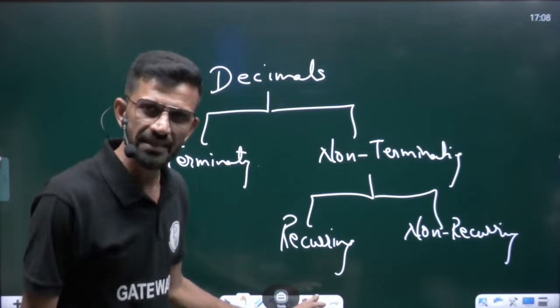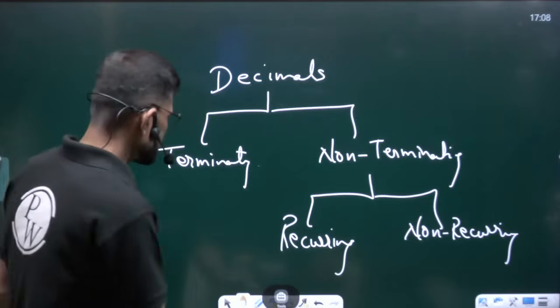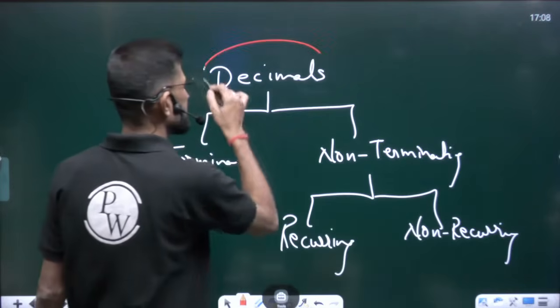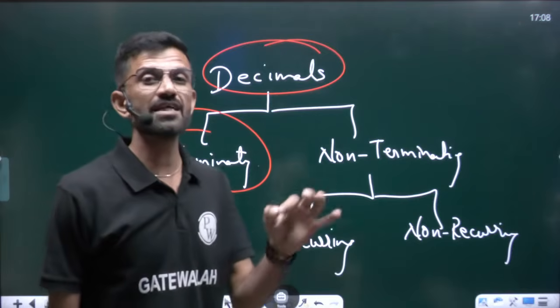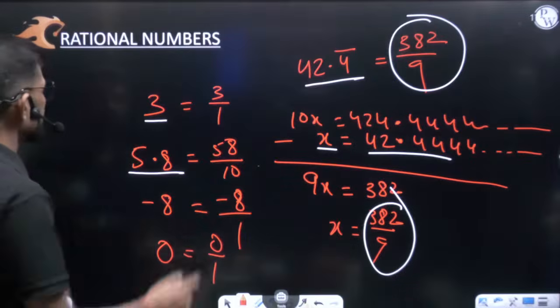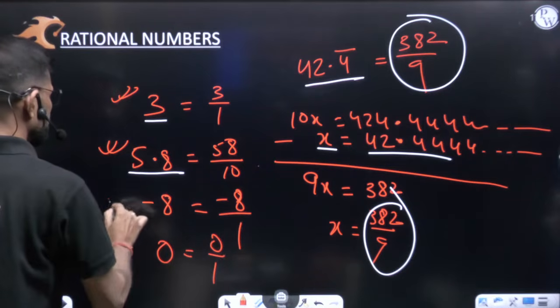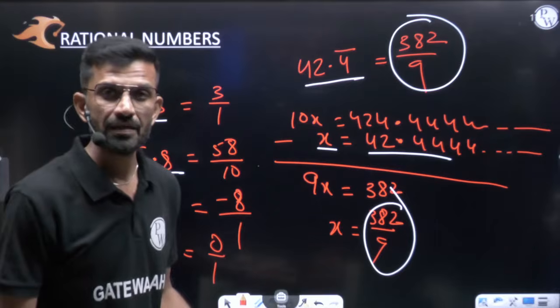Recurring or repeating decimal, another will be called as non-recurring, non-repeating decimal. Let me tell you, decimals which are terminating are rational numbers, because for that we have P by Q form. If it is terminating, if the ending is coming.